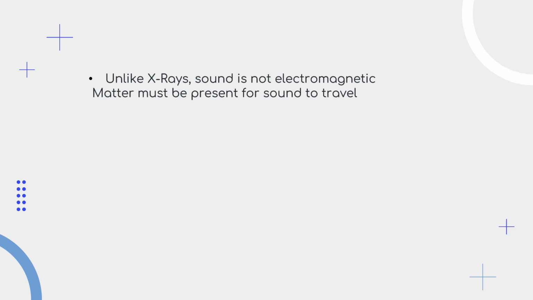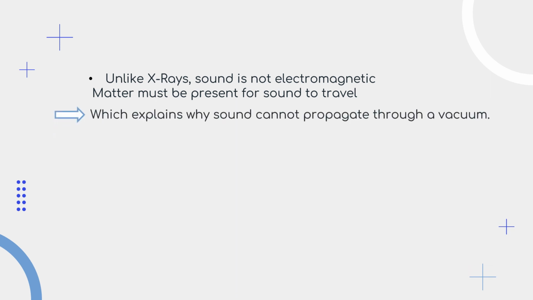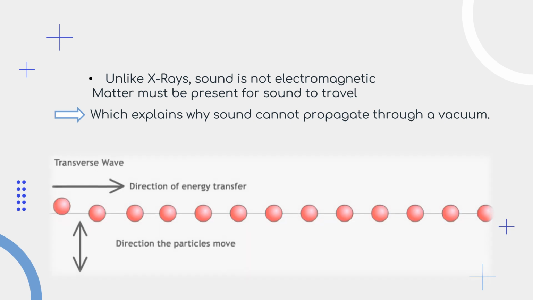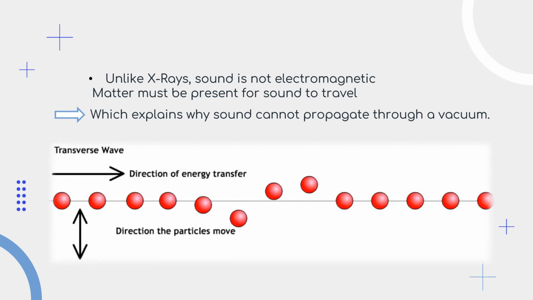Unlike X-rays, sound is not electromagnetic. Matter must be present for sound to travel, which explains why sound cannot propagate through a vacuum. Propagation of sound is the transfer of energy, not matter, from one place to another within a medium. Some energy is also imparted to the medium.